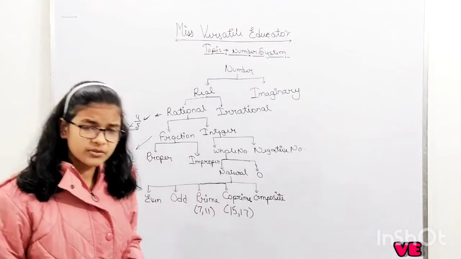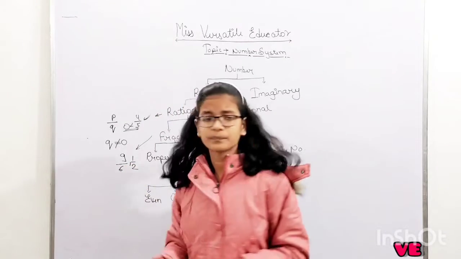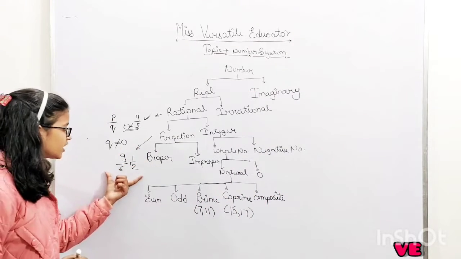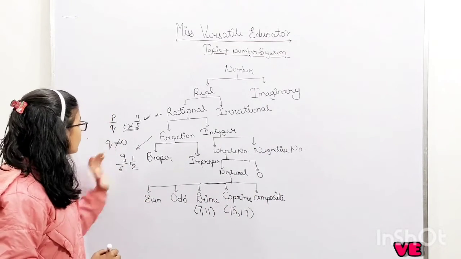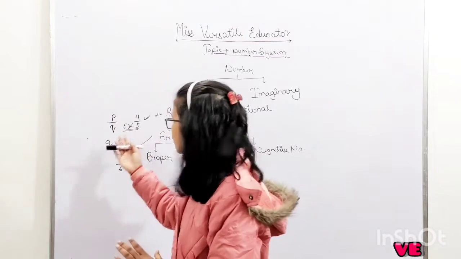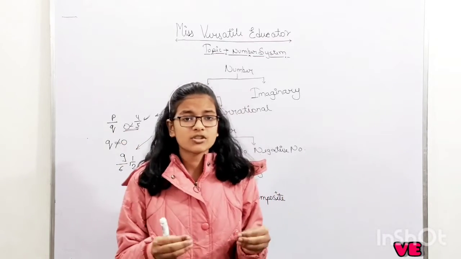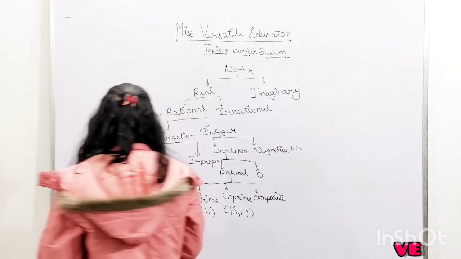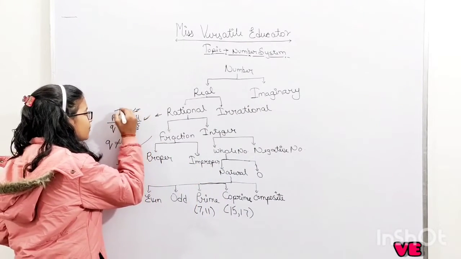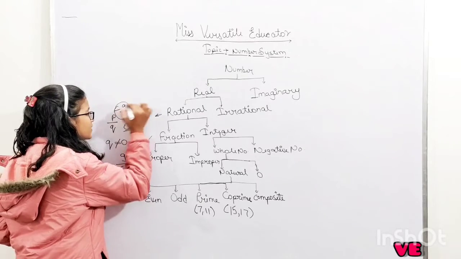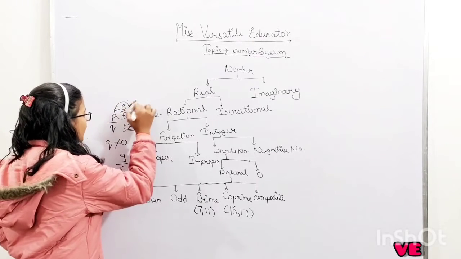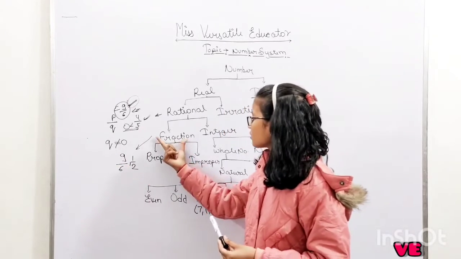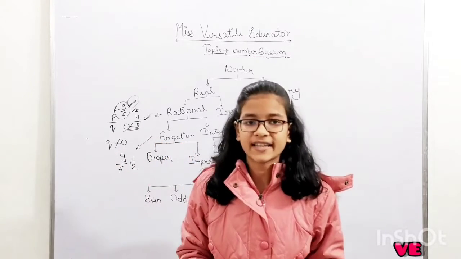So what is the difference between a rational number and a fraction? A rational number is a number that can be written in the form of p by q, where q should not be equal to 0. So here we can also say that minus 9 upon 6 is a rational number, but it is not a fraction. In a fraction we cannot include a minus sign.